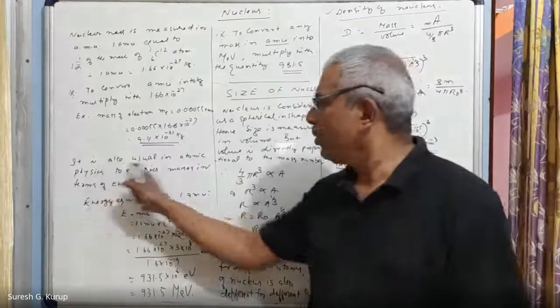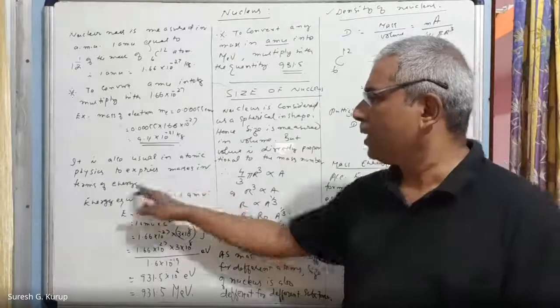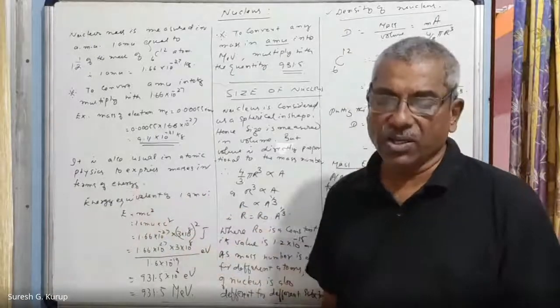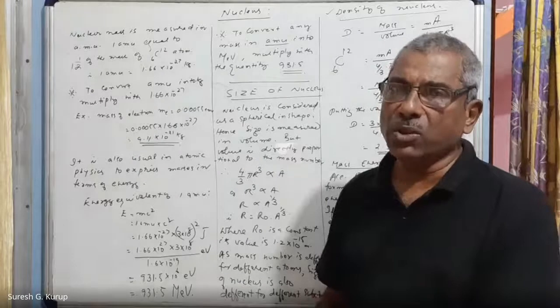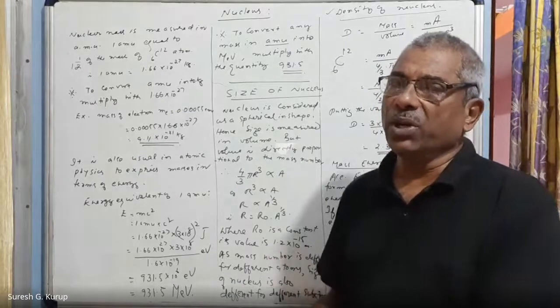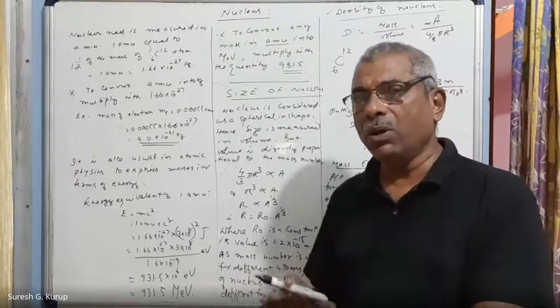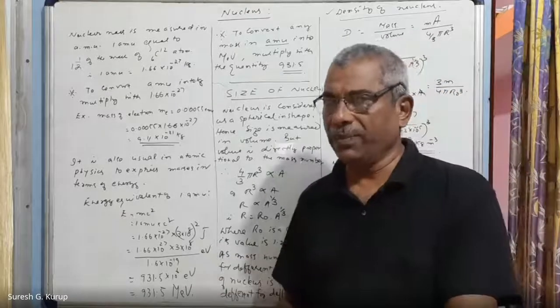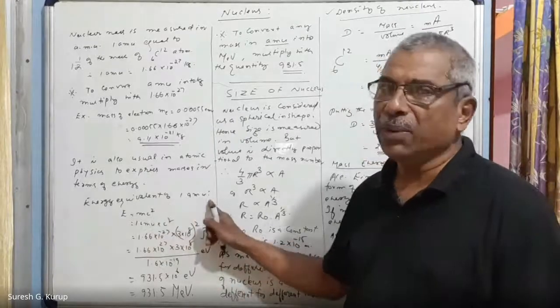It is also usual in atomic physics to express masses in terms of energy. So most of the time, masses are not expressed in terms of mass only, but in atomic physics, it is usual to express all the masses in terms of energy. So we will calculate now the energy equivalent of 1 AMU.